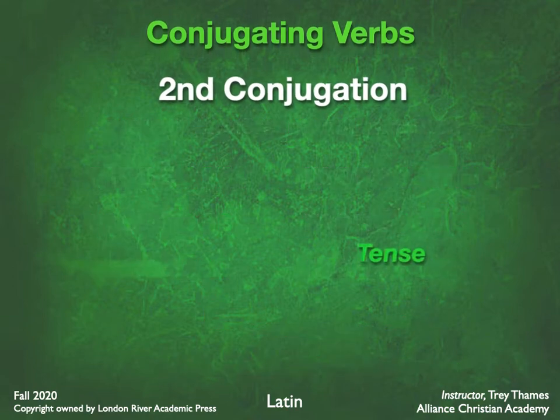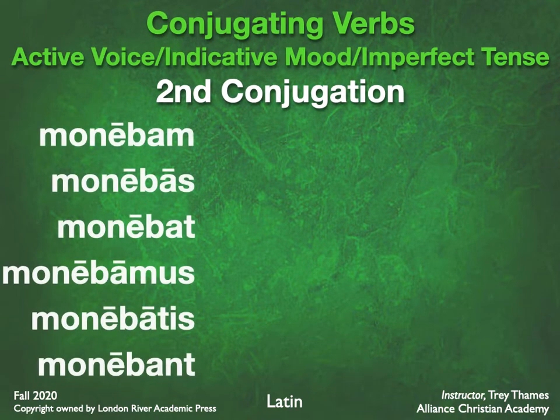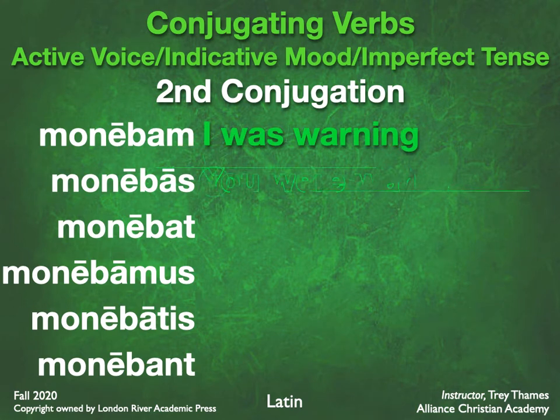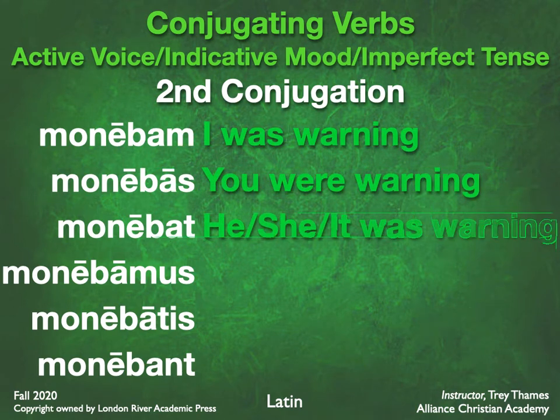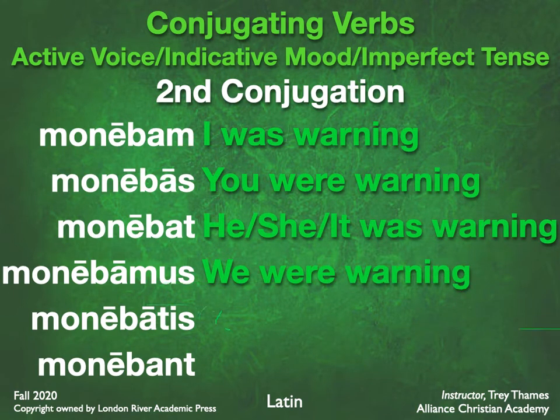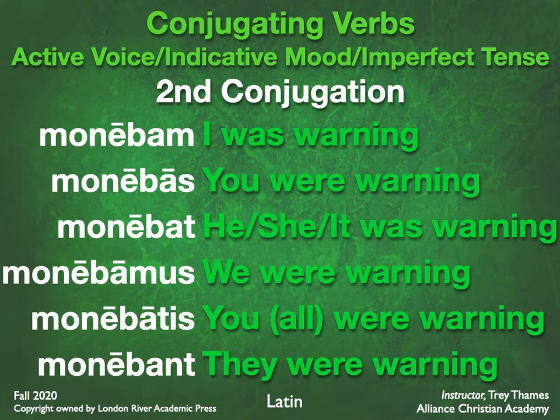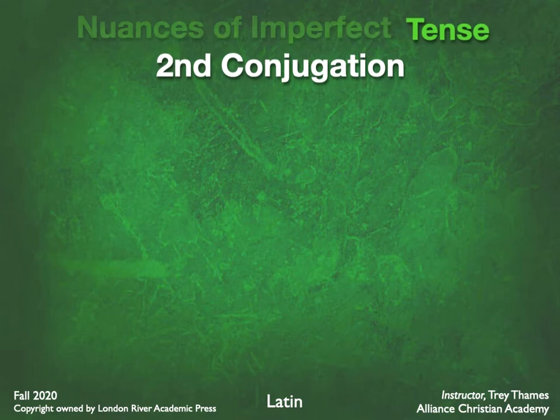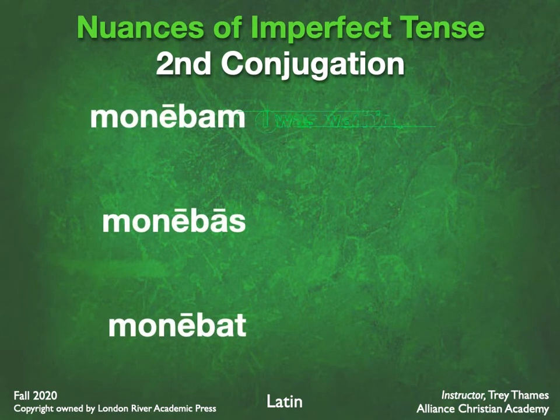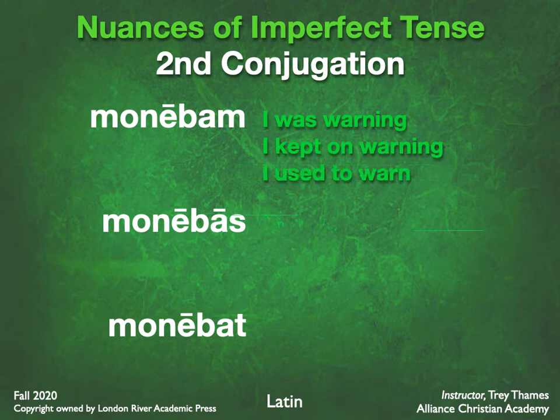All right? And here's a translation just like in the first conjugation, but this word means warn. So it's I was warning, you were warning, he was warning, we were warning, you all were warning, and they were warning. And by extension, you could also, again, translate it this way. Oh, sorry, I got to do the plural. I was warning, I kept on warning, I used to warn, etc.